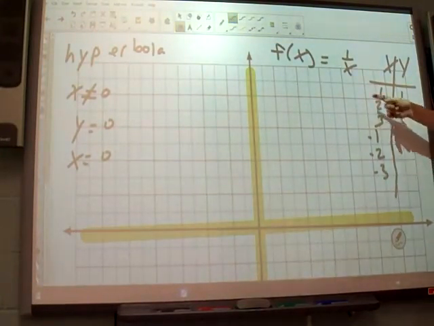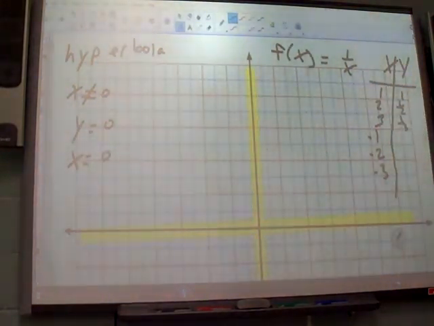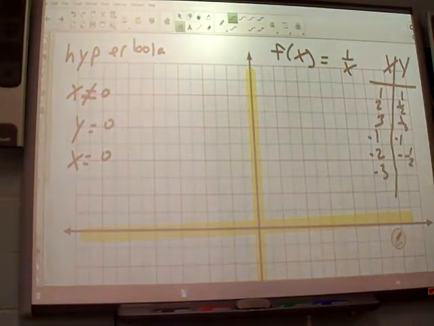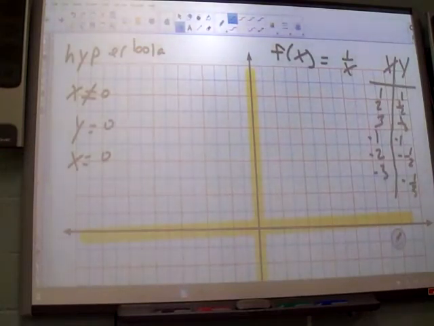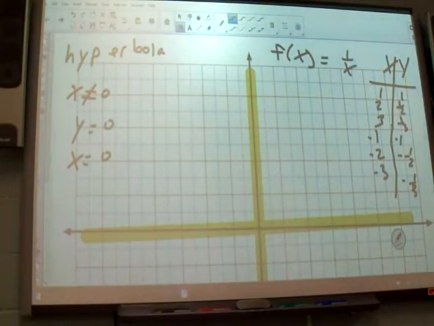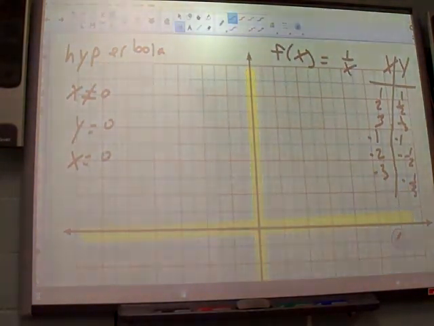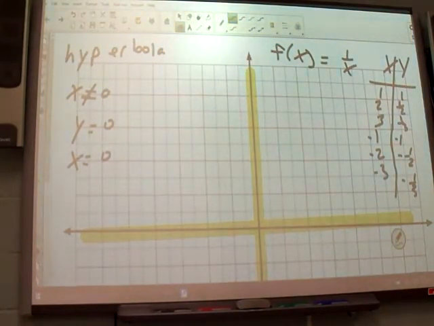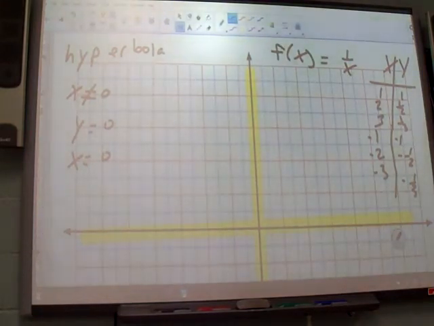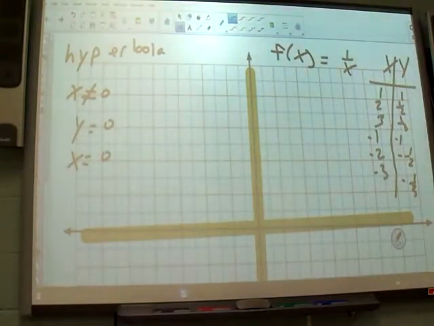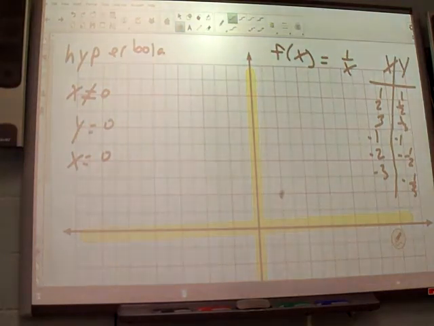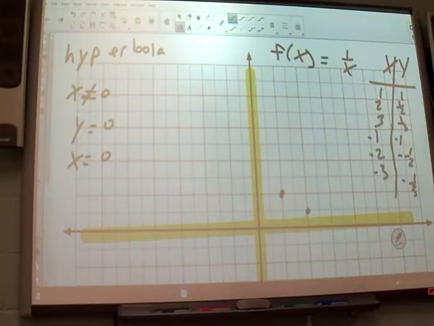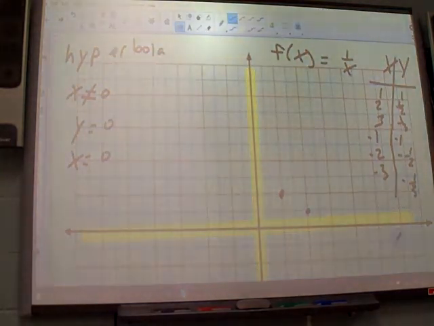All right. So -1, 1 divided by -1. -1, 1 divided by -2, -1/2, 1 divided by -3, -1/3. All right, so I'm going to go to my, it doesn't matter which side you do first. It's kind of weird that I started on the right because we read a book left to right. But I'm going to go plot my one on the right and draw that branch. Over 1, up 1. Over 2, up 1/2. And then over 3, up 1/3.